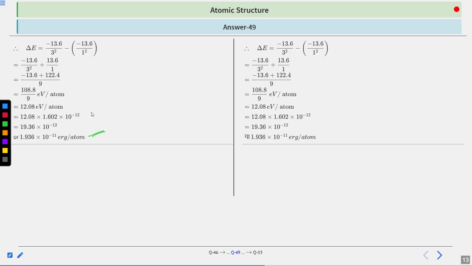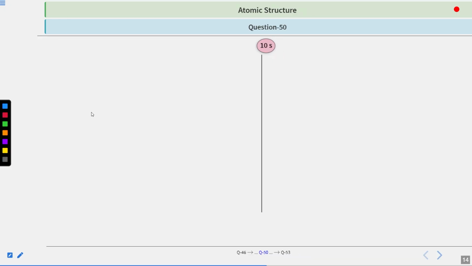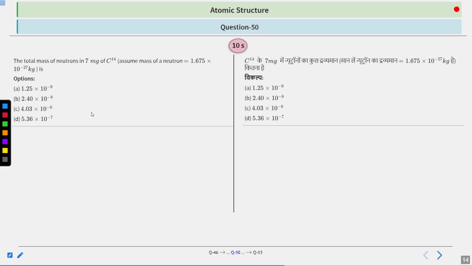Now moving on to the next question. Question number 50 says: the total mass of neutrons in 7 mg of C14, assume the mass of a neutron is 1.675 into 10 to the power minus 27 kg. The options are A, 1.25 into 10 to the power minus 9, option B, 2.40 into 10 to the power minus 8, option C, 4.03 into 10 to the power minus 6, and option D, 5.36 into 10 to the power minus 7. You have 10 seconds to solve this question. You can solve it now.